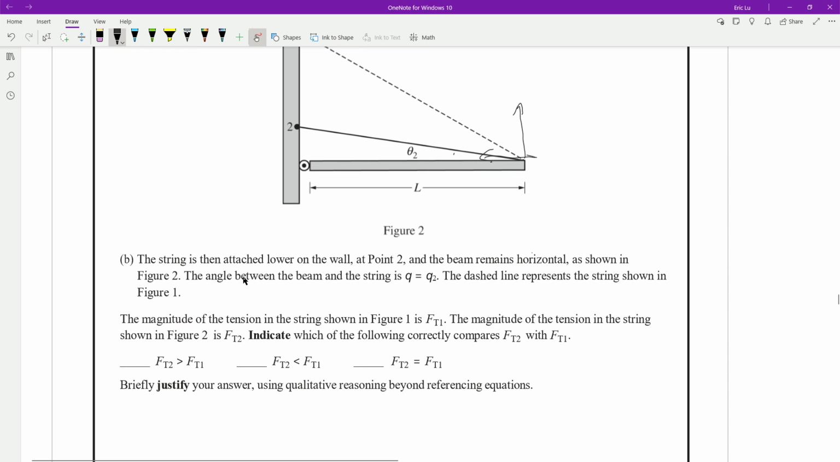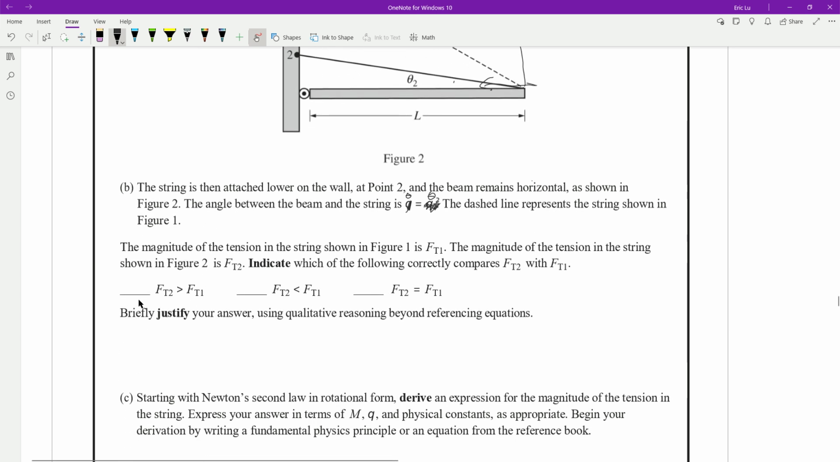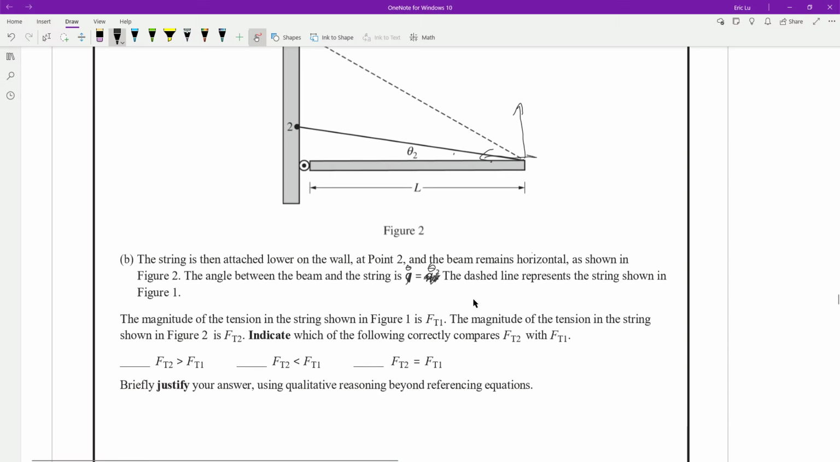Okay, the string is then attached lower onto the wall at point 2, and the beam remains horizontal as shown in figure 2. The angle between the beam and the string is theta equals theta 2, and the dashed line represents the string shown in figure 1. The magnitude of the tension in the string in figure 1 is Ft1, and the magnitude in the string shown in figure 2 is Ft2. Indicate which of the following correctly compares Ft2 with Ft1.